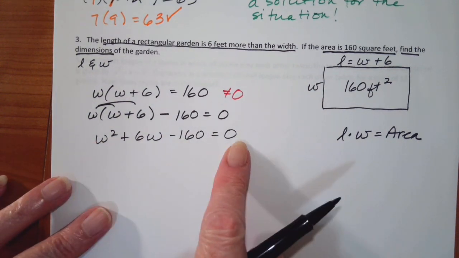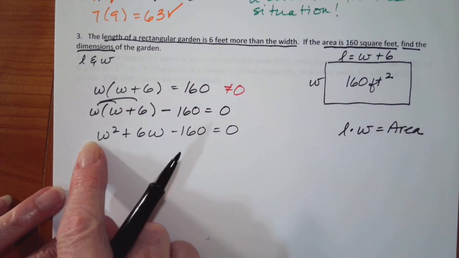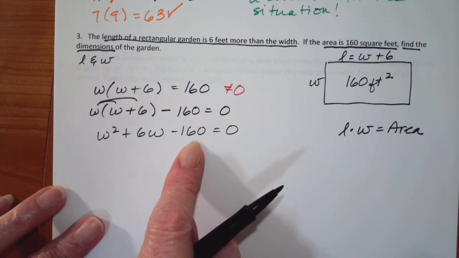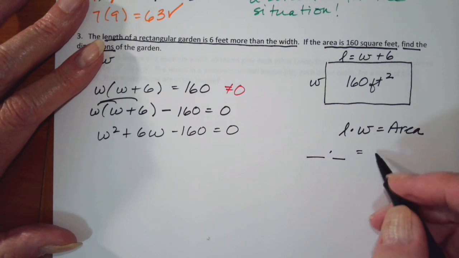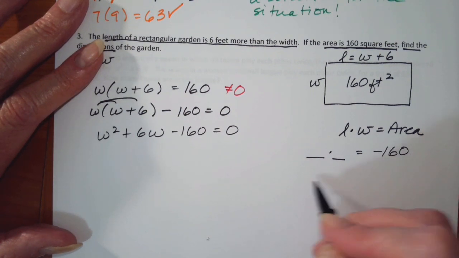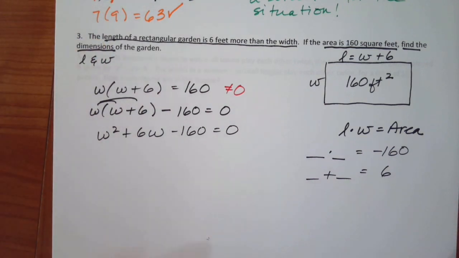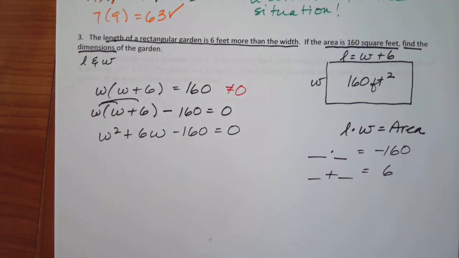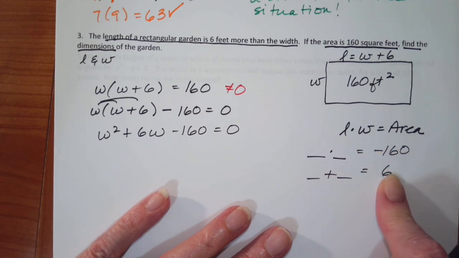So it's a quadratic, it's equal to 0. I'm ready to factor. Okay, I've got a leading coefficient of 1. There is no greatest common factor. So I'm looking for two numbers whose product is negative 160 and whose sum is 6. Well, once again, if you need to break them all down, because there are a bunch of them, let's go ahead and do that. And the larger one has to be positive.